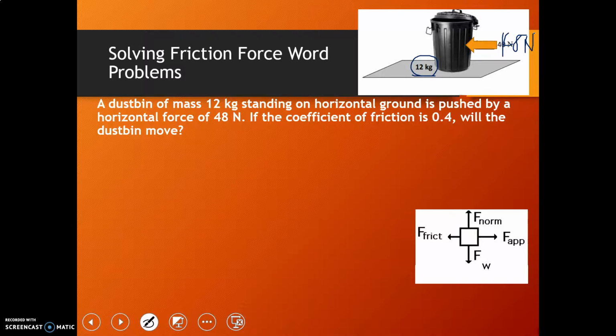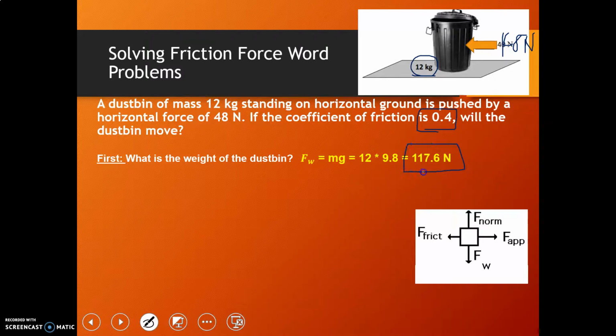Again, the coefficient of friction is 0.4. First, what is the weight? We already said that weight is equal to mass times gravity. Our mass was 12, our gravity on Earth is 9.8, so we get that the weight is 117.6 newtons. I'm just going to write 118 newtons. That's our weight. We know that the normal force is equal to the weight, so our normal force is also 118 newtons.